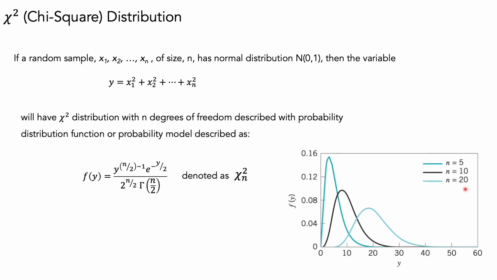Because as you know, n is the degrees of freedom, meaning there are more items in the sample, and this is the sum. So as more items are added, the sum increases, right? So this is expanding towards larger values, because the x-axis is showing the value of y, okay, and f(y) is this one, the probability density function of the chi-squared distribution.